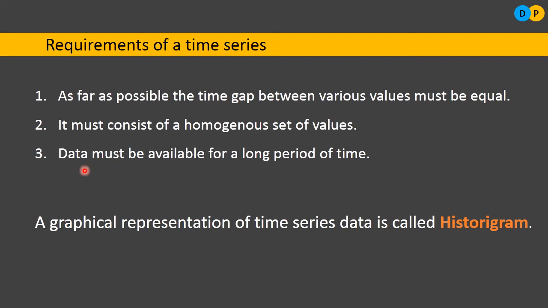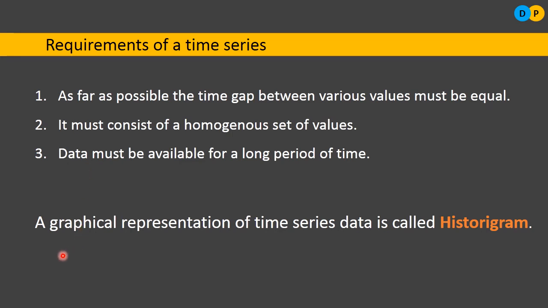If I have one complete year's price of rice, or a two-year price of rice, then I can say what is going to happen very next month. So if you have the availability of values for a long period of time, then you can say what is going to happen in the near future. That's why the requirements of a time series are three. First of all, you need to have proper equal time gaps. The next one is you need to have a homogeneous set of values. The third one is data must be collected for a longer period of time.